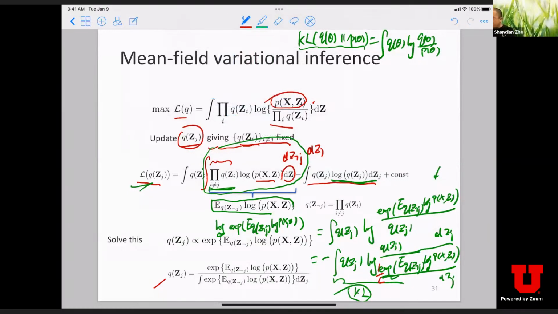I would claim that if you divide by C and multiply by C, it doesn't change the optimization at all. Why? Because the normalizer is constant with respect to Z_j. You divide this exponential by the normalizer C and multiply by C. If you take C out of this logarithm, because C is constant to Z_j, the integral will simply be C, right? It has nothing to do with Z_j.